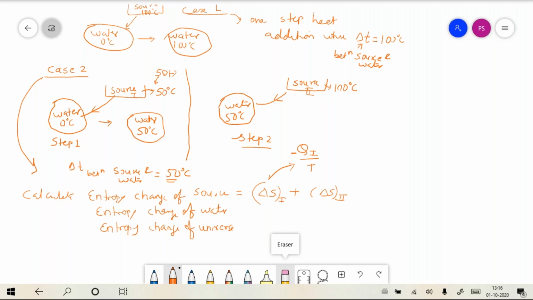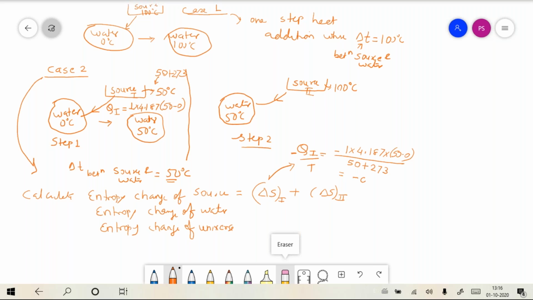And what is Q1? Q1 is mass into specific heat into delta T, meaning 1 into 4.187 into 50 minus 0. And what is T? T is 50 plus 273, that is the temperature of the source 1. So if you calculate this, you will get the value as minus 0.647 kilojoules per Kelvin.